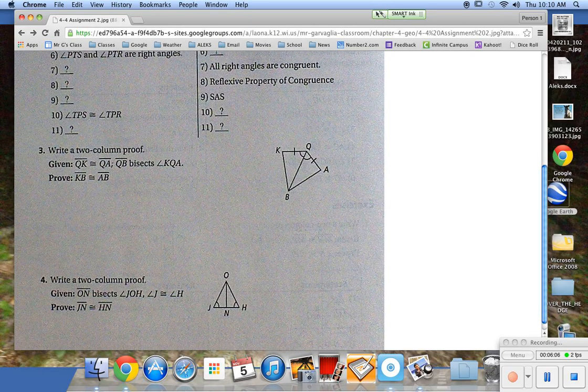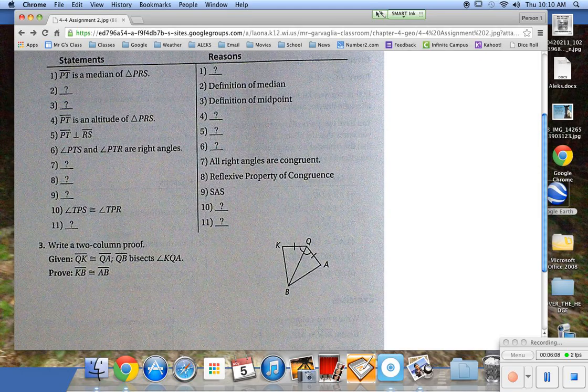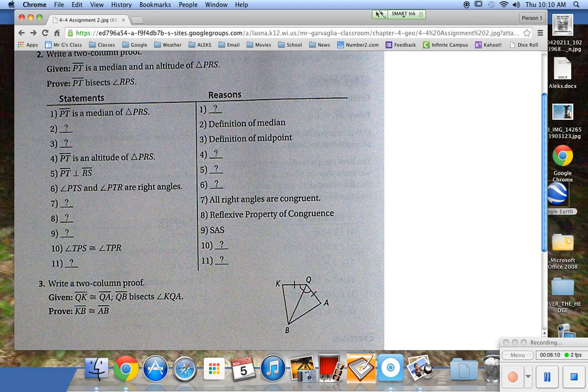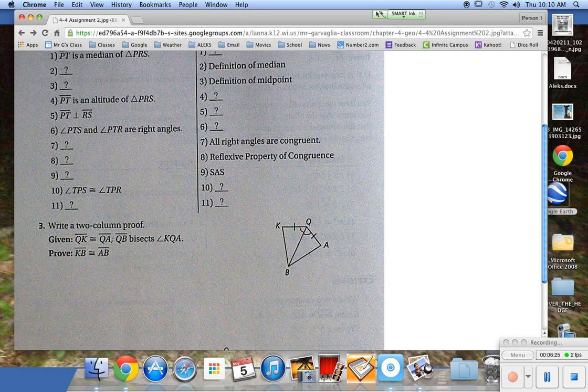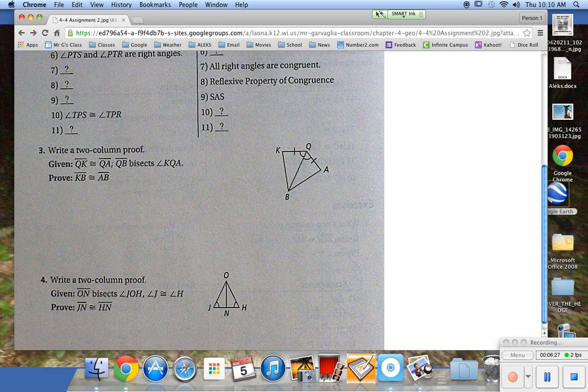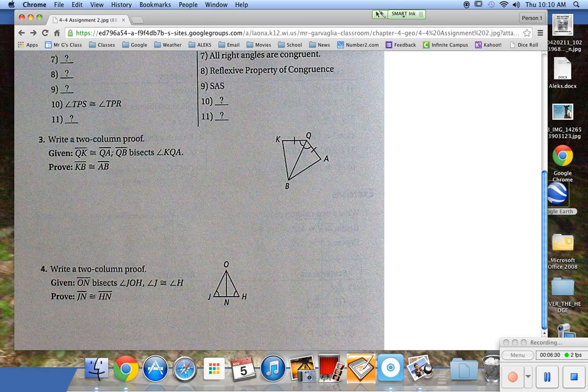Okay, this one here, number 2, go through definition of a median. You know what the definition of a median is? Splits it in half. You know what a midpoint is? All right. PT is L2. I want you to do number 2. I want you to do 3 and 4. 4 problems. 4 proofs. And I will be checking them tomorrow.